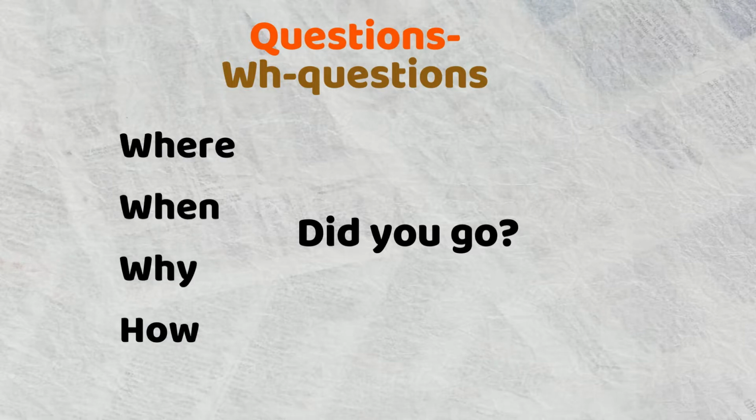Where did you go? Why did you go? When did you go? How did you go? It's a piece of cake, isn't it? Please note, we use only the present form of the verb after did, even in WH questions. However, remember, when you answer these questions, you must use verb 2 or past form of the verb.